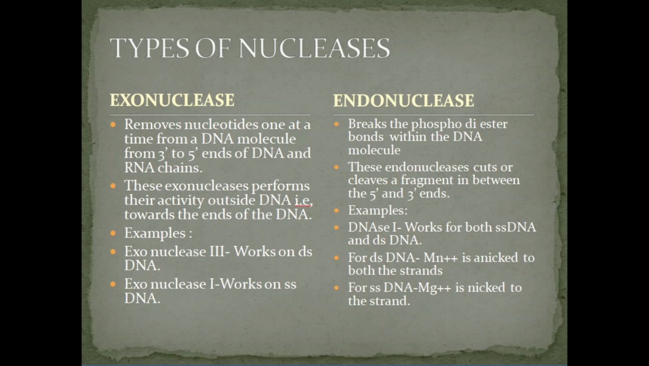Examples of exonucleases are exonuclease 3 and exonuclease 1. Exonuclease 3 works on dsDNA, that is double-stranded DNA, whereas exonuclease 1 works only on single-stranded DNA. Examples of endonucleases: DNase 1. DNase 1 works for both single-stranded DNA as well as double-stranded DNA. For double-stranded DNA, manganese ions are nicked to both strands, whereas for single-stranded DNA, magnesium ions are nicked to the single strand.